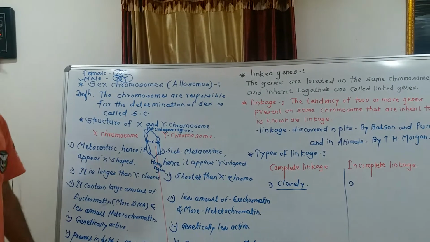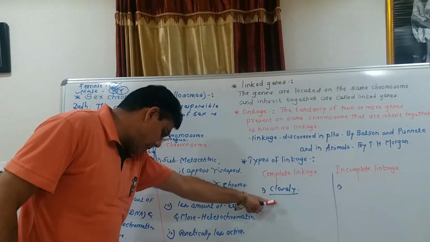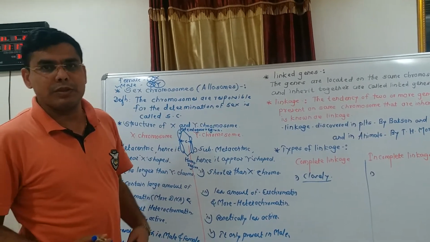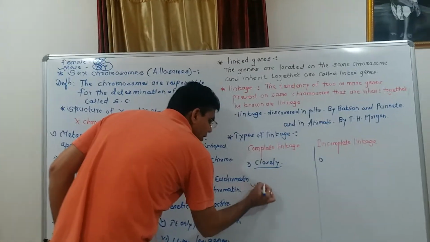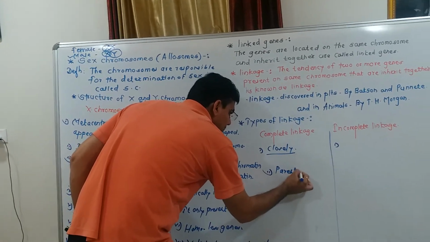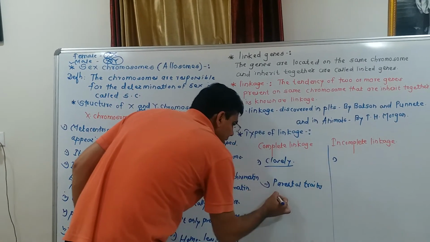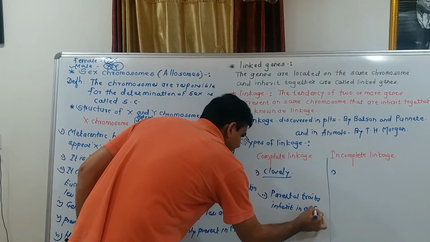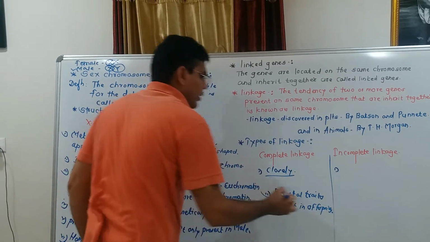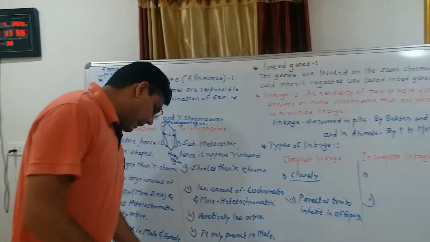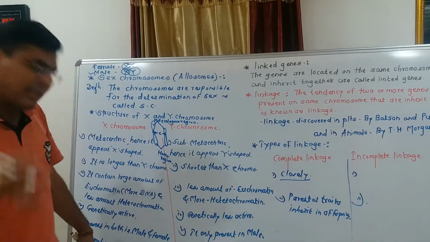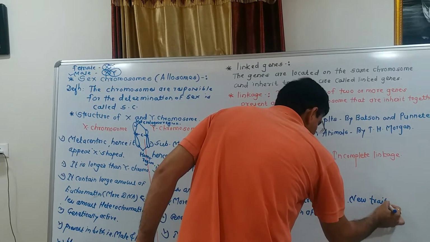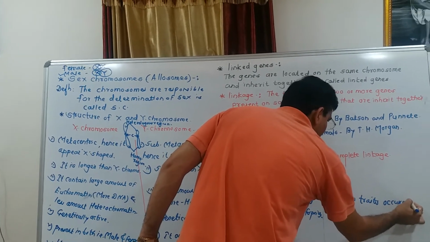Okay, next point. In complete linkage, the parental traits are inherited in offspring. But in incomplete linkage, new traits occur in offspring.